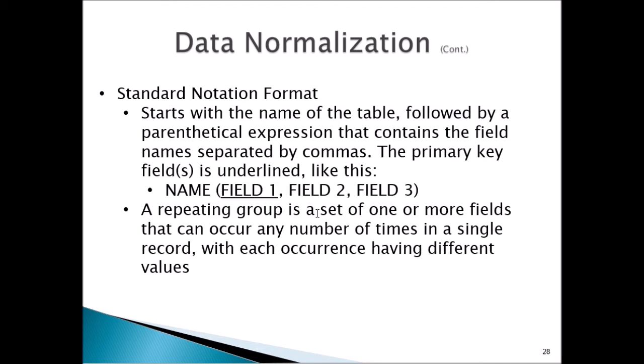A repeating group is a set of one or more fields that can occur any number of times in a single record, with each occurrence having different values. Let's go back to the address example for a second.